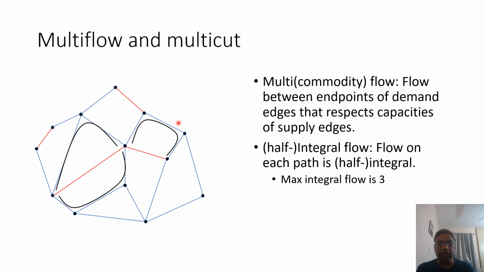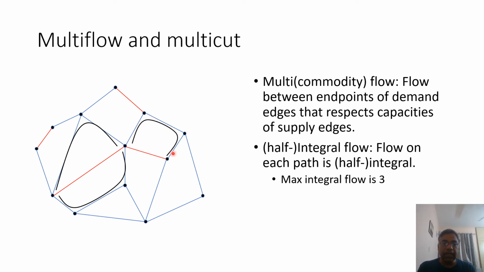So we assume that all supply edges have a capacity, which in these examples we are all going to be assuming is 1. And so this would be a valid multi-commodity flow. And it has to respect all capacities. We say that the flow is half integral if along any path the amount of flow that I'm sending is a multiple of a half. So we are interested always in finding the maximum flow.